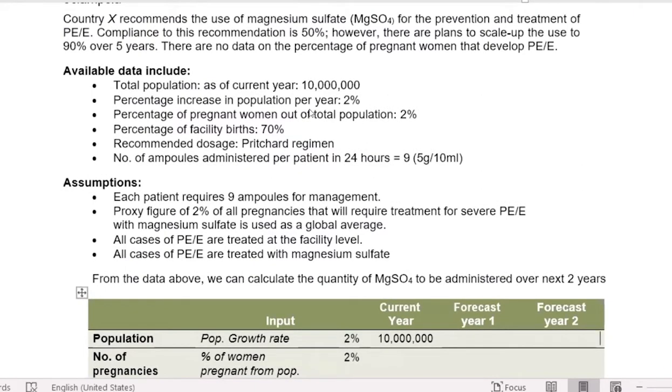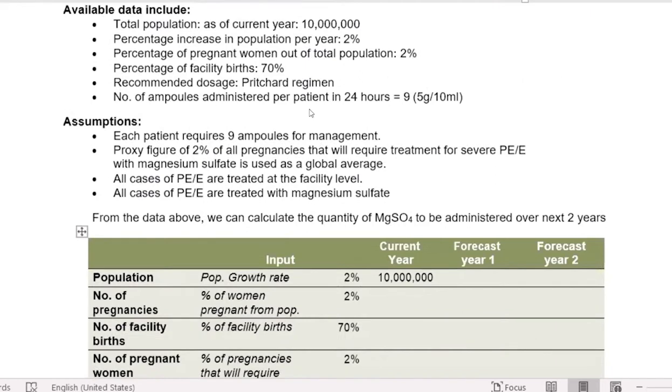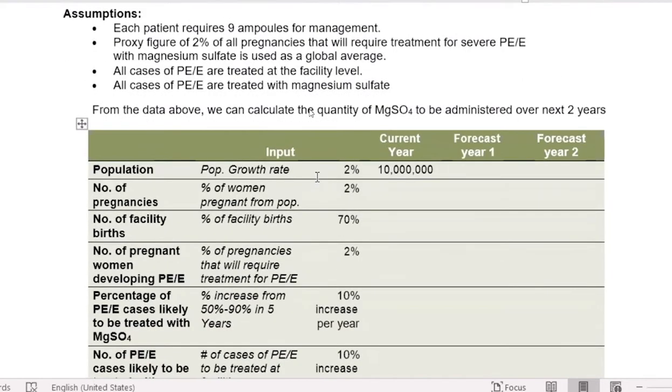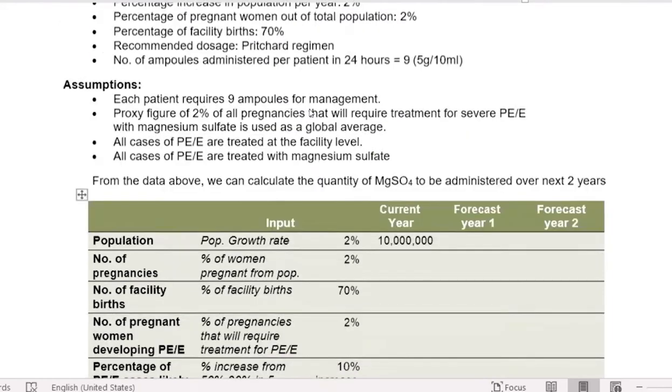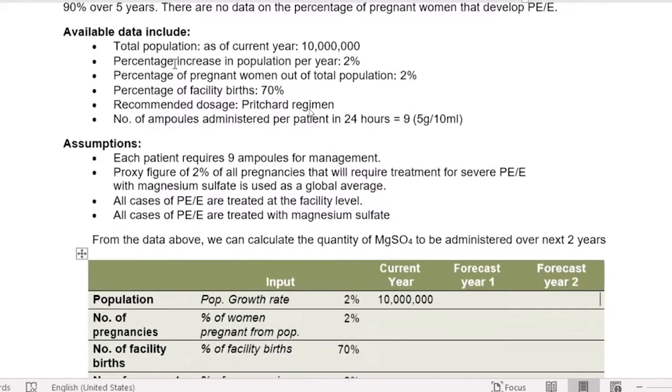So the population growth rate as described in the data here, the percentage increase in population per year, is 2%. So this is the 2% there. So let's begin our calculation now.